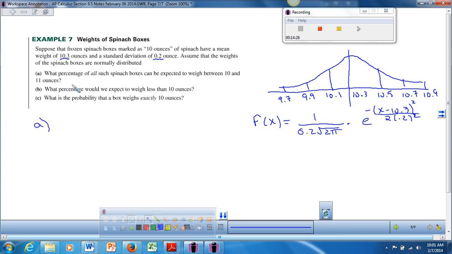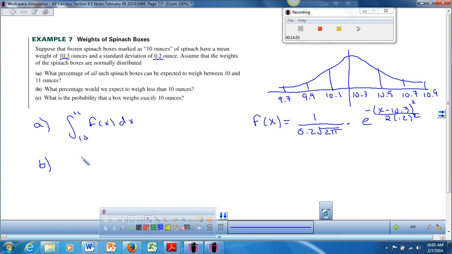And if I want to know the percentage of all spinach boxes that falls between 10 and 11, all I need to do now is find the area under the curve from 10 to 11. So that is the integral from 10 to 11 of f of x dx. And this you would do in your calculator. Just be careful plugging in all those answers.